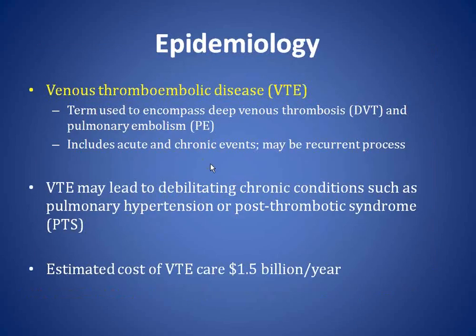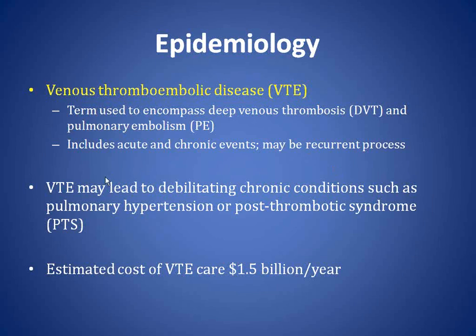So, the epidemiology. Venous thromboembolic disease, or VTE, is a term used to incorporate DVT and PE. They're kind of used interchangeably for the most part because they're treated the same. A PE is just a blood clot that broke off and traveled to the lungs. They can be acute or chronic. They may be recurrent, so some people get repetitive or recurrent DVTs.